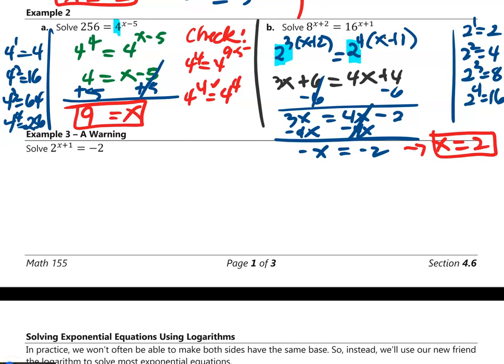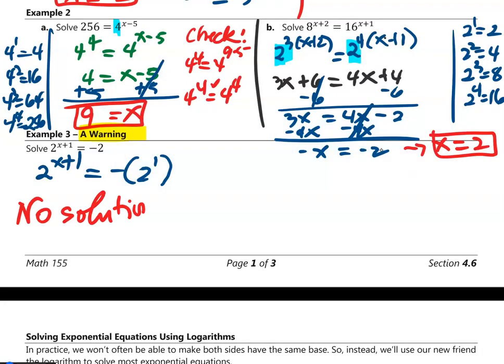Next example. Solve 2 to the power of x plus 1 is equal to negative 2. And take note of this, this is going to be a warning. Though you can rewrite it as 2 to the power of x plus 1 is equal to negative of 2 to the power of 1, here you can say that there is no solution. Alright, so why is there no solution? Okay, and I'll show you why.